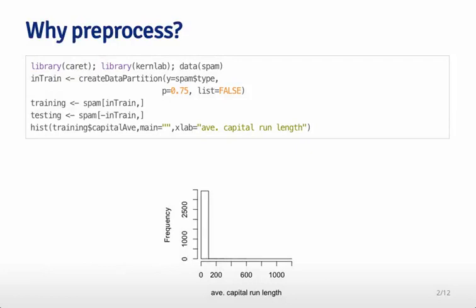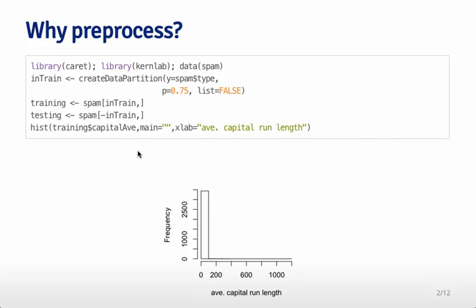So why pre-process? Here again, I'm loading the caret package, and I'm loading the kernlab package, and then I'm attaching the spam data. Just like I talked about previously, when you're deciding how to pre-process data or how to explore data, we only look at the training set. So we split data right away into training and testing data, and we set the testing data aside for later.